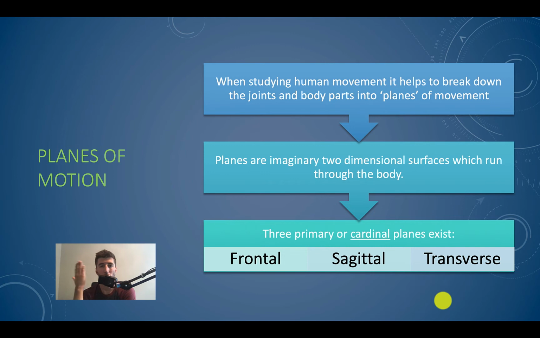Okay? So we have the frontal plane, which is going to be running through here. We have the sagittal plane, which is going to be running through here into side and side. And we have the transverse plane, which is going to be cutting us into top and bottom, if that makes sense.